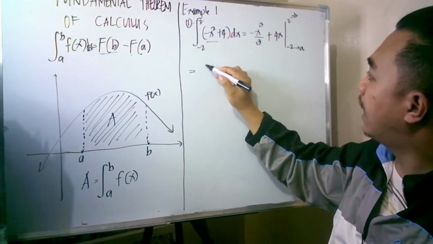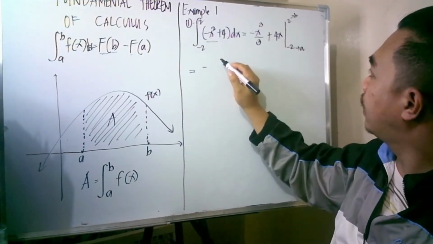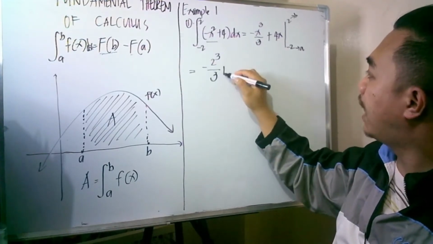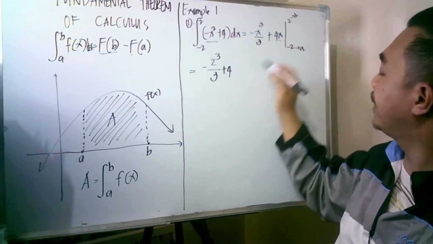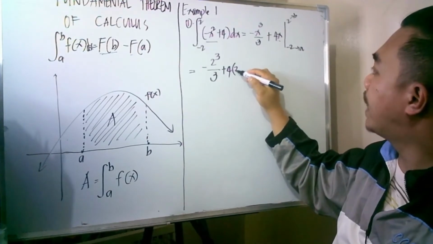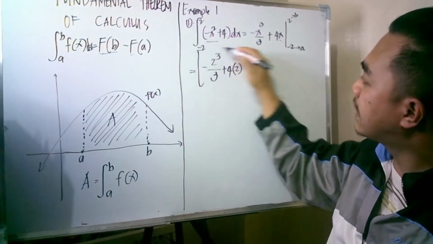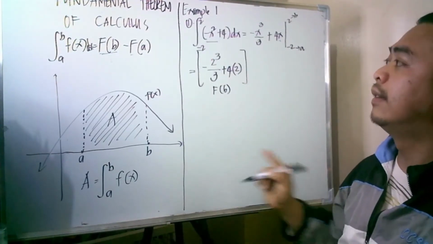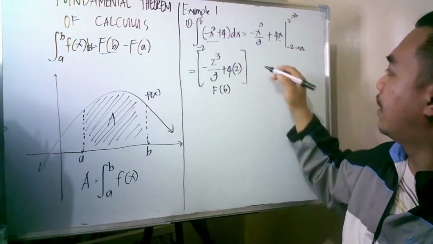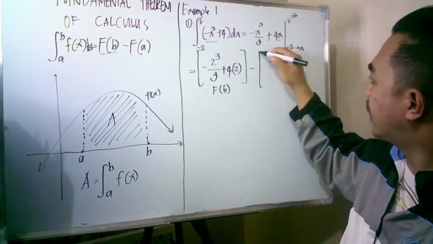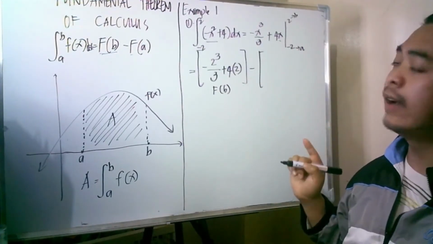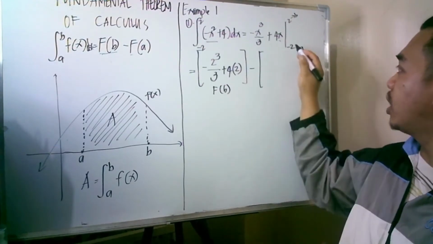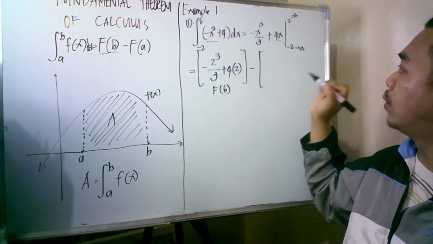So ano mangyayari? Ang b natin ay 2. So negative 2 cubed over 3 plus 4. Meron na naman tayong x, so palitan natin ng positive 2. This is the value of F of b na formula natin. Minus, we do another evaluation, but this time we evaluate the antiderivative at x equal to a, which is, in this case, negative 2.